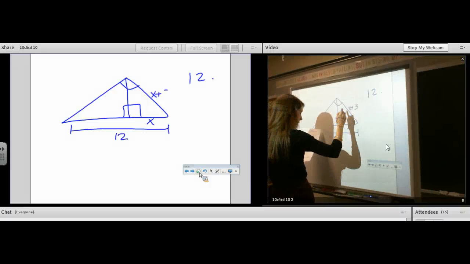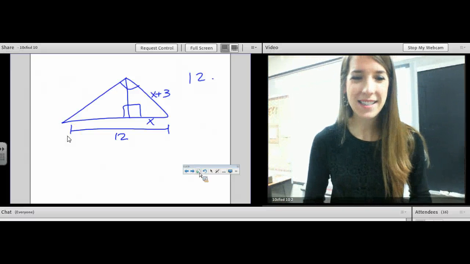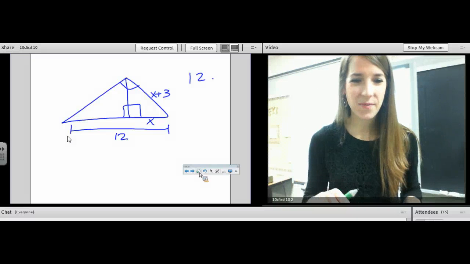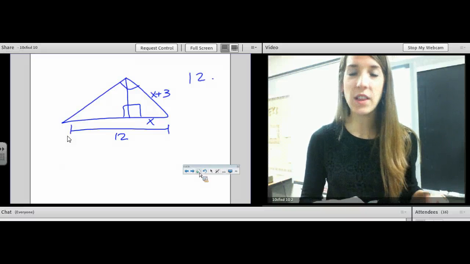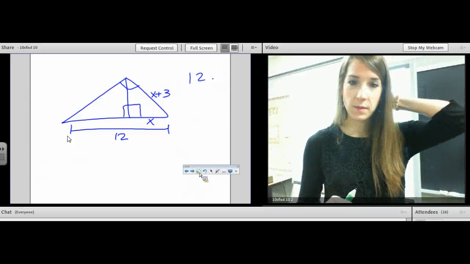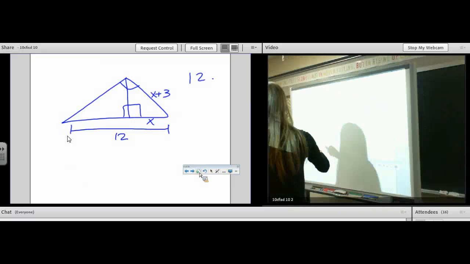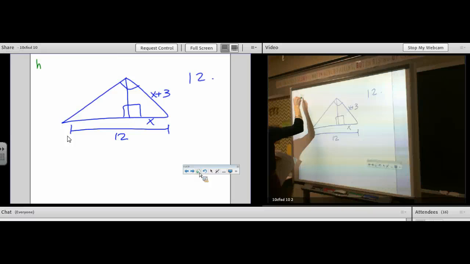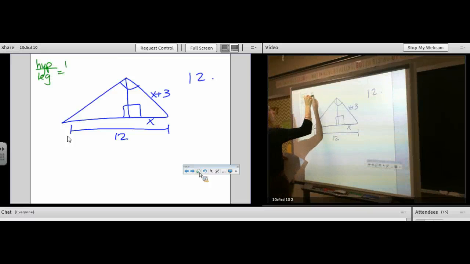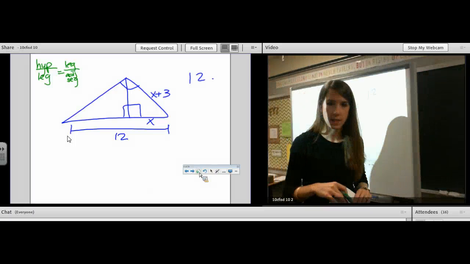Okay, this is one where you have to set up a proportion. You can't go straight to square rooting because we've got some x's. Are we looking for an altitude or a leg? Because that's going to decide which proportion we use. We're looking for a leg, so we're going to use that proportion. The proportion was, you should have this in your notes, hypotenuse over leg equals leg over adjacent segment, the segment of the hypotenuse that's closest to that leg.